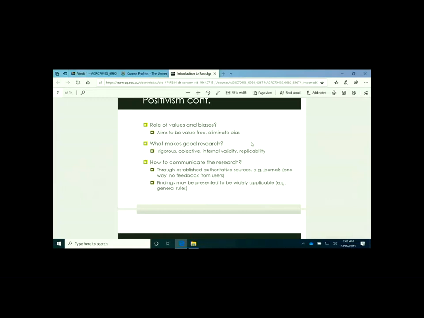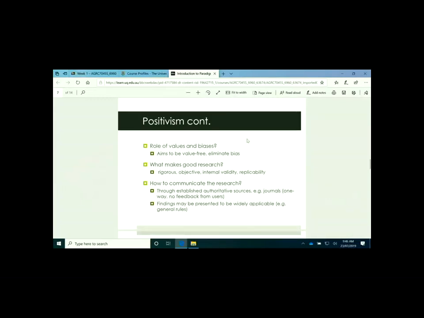All right? Then when we think about positivism, we think about, well, what's the role of biases and values? And under positivism, the good research is viewed as being value-free, right? Unbiased. And so what we're trying to do is to eliminate bias, personal prejudice, so that we can be value-free. In reality, it's never possible because we all have preconceptions about the way we think things should work, and sometimes that's very difficult to eliminate completely from our research.